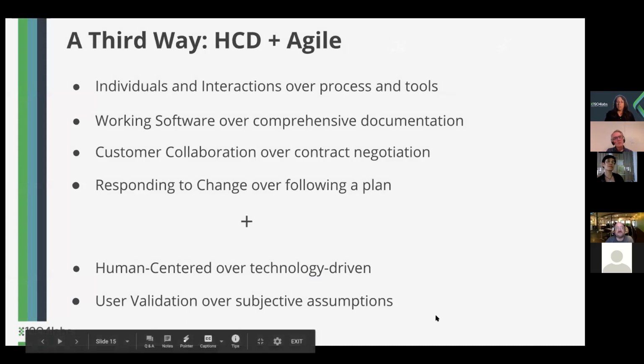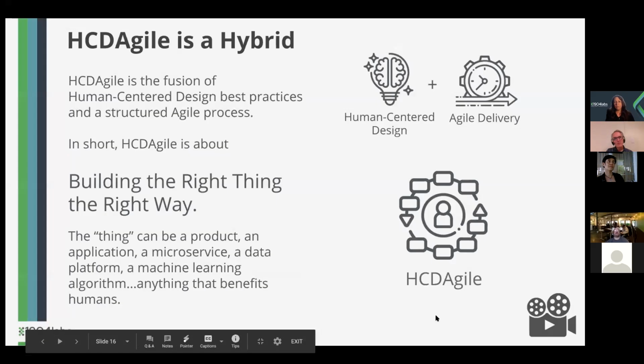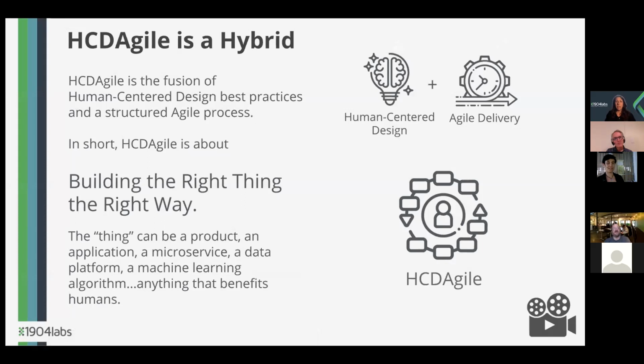And a little bit more detail than that's kind of really high level. I'll give you a little bit more detail in a movie in just a second. But essentially, we always say we want to build the right thing the right way. And what does that mean?